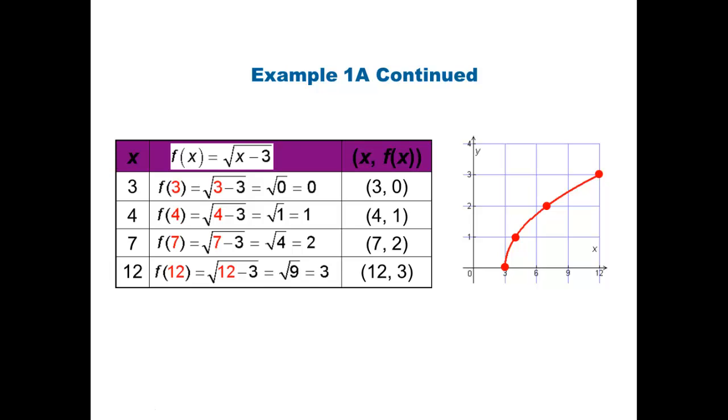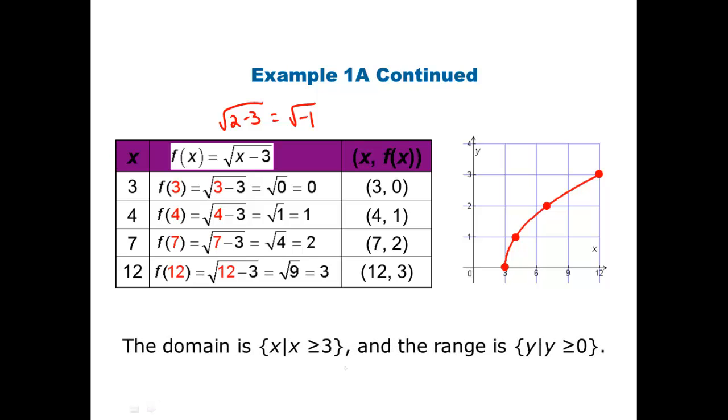When we talk about the domain, remember the domain is the x values. Alright, you may notice in your table, in your calculator, that below 3, you're getting an error in your calculator. That's because if we pick a number, let's say 2, to plug into our function, we're going to get the square root of a negative number, which is not real. We can't graph it, therefore it's not part of our domain. So when we say our domain, we're going to say x is greater than or equal to 3.